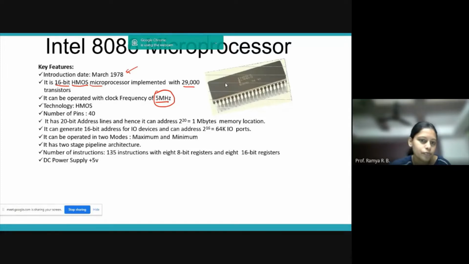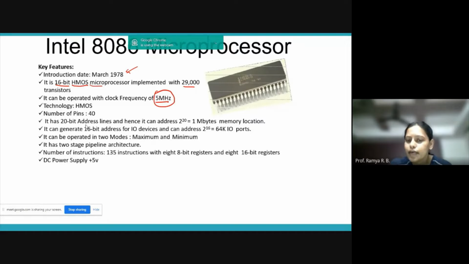8086 is a 16-bit microprocessor, which means the size of the data bus is 16 bits. It can access 16 bits in one clock cycle. A 16-bit microprocessor refers to the size of the data bus. Coming to the size of the address bus, 8086 has 20-bit address lines, so it can access 2 power 20 memory locations. 2 power 20 is nothing but 1 megabyte. So 8086 can address 1 MB memory locations.